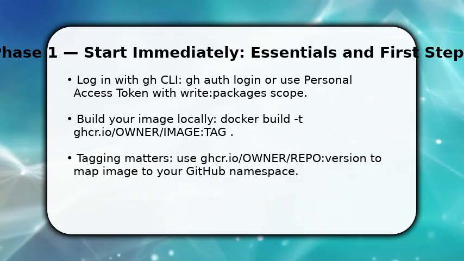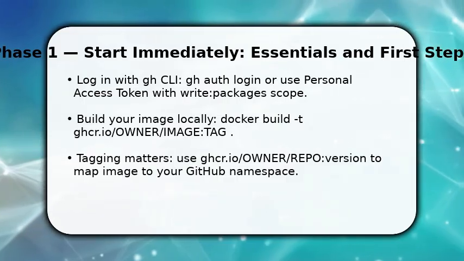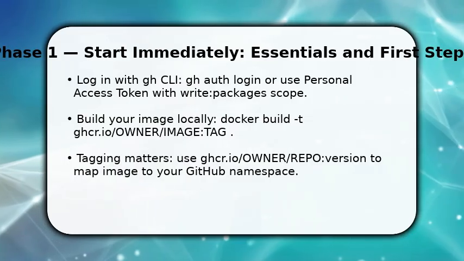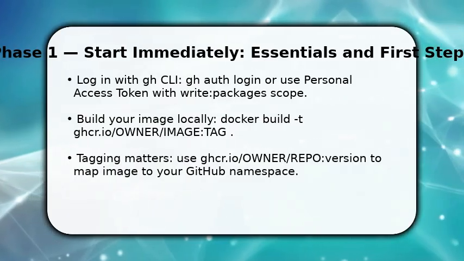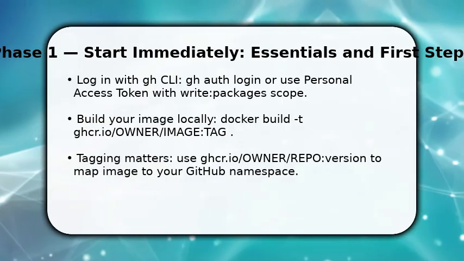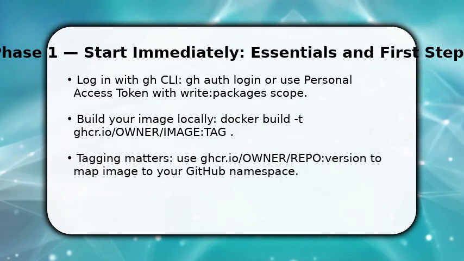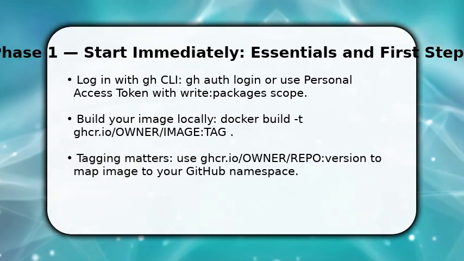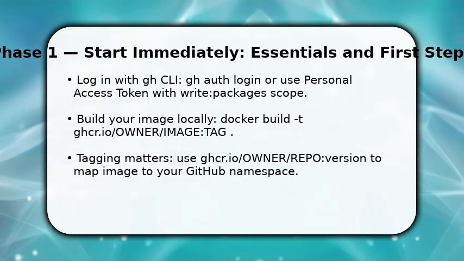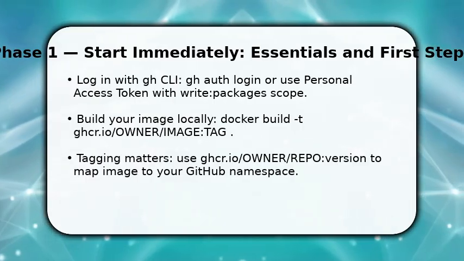Next, build the image locally and tag it explicitly to ghcr.io/owner/image:tag so GitHub can store it under your namespace. You do this to ensure ownership and predictable versioning. Make sure to replace owner and repo with your exact GitHub names, because the registry maps images to those identifiers.